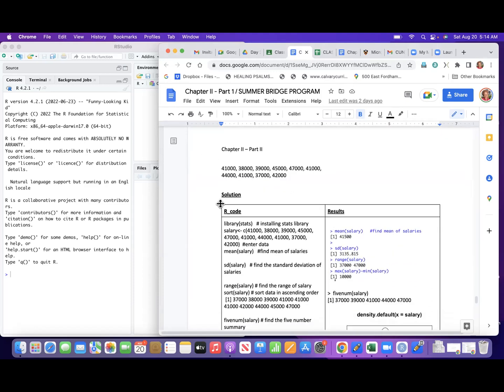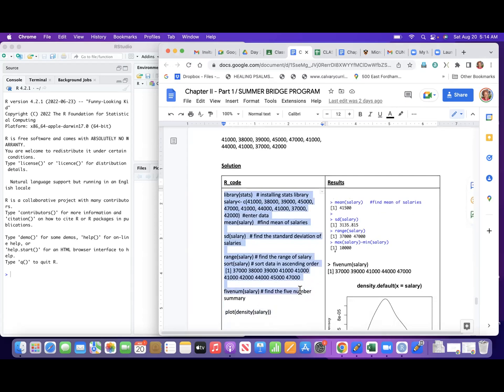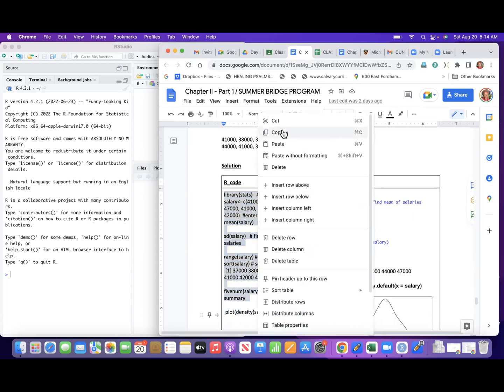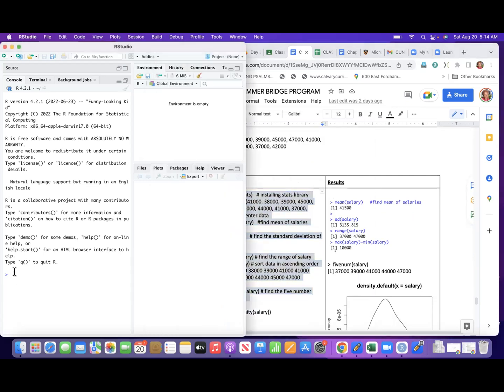Now remember, we always call the library stats because that's where we're pulling out our functions. I'm going to call that library, we're using library stats, and then I'm going to call the data salary and I'm placing it into a vector. And then we're just going to find the mean here, the standard deviation here, the range, and I'm sorting the data. I'm going to also find the 5-number summary. Okay, so copy this and place it into your R Studio and press enter.